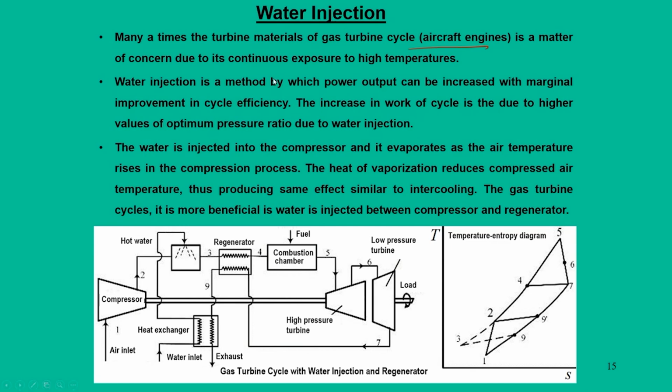So, water injection is a method by which power output can be increased with marginal improvement in the cycle efficiency. The increased work of the cycle is mainly due to the optimum pressure ratio after the injection. Now, what does it do? The heat of vaporization reduces the compressor air temperatures, and this produces a similar effect to that of intercooling. For gas turbine cycles, it is more beneficial if water is injected between the compressor and regenerator. This particular cycle shows how the regenerative cycle gets modified through water injection.